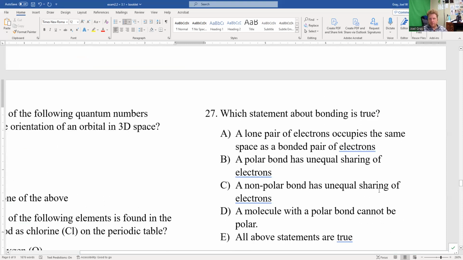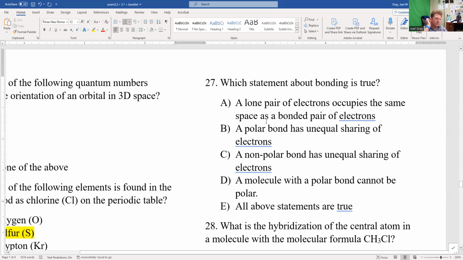Okay, 27. Which statement about bonding is true? A lone pair of electrons occupies the same space as a bonded pair of electrons. That is not true. A lone pair of electrons is really only bound to 1 nucleus, whereas a shared pair of electrons has 2 nuclei that keep it close. A polar bond has an unequal sharing of electrons. That's true. A nonpolar bond has an unequal sharing of electrons. Well, that's what a polar bond is. And a molecule with a polar bond cannot be polar, or all of these statements are true.